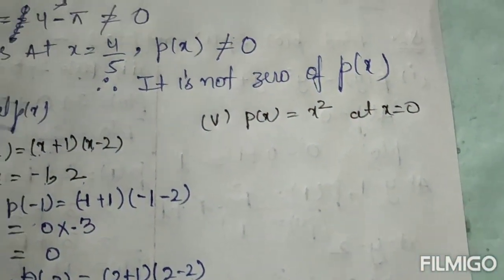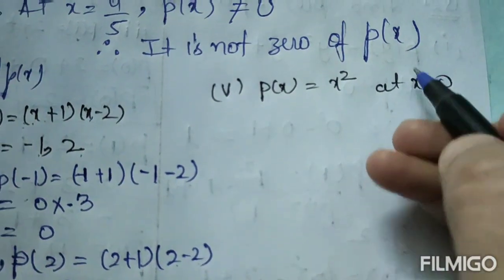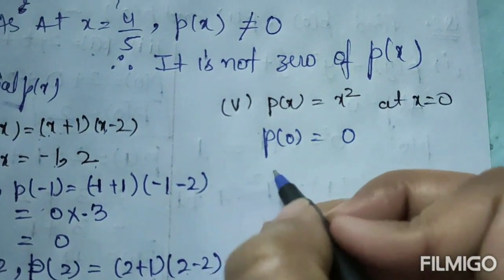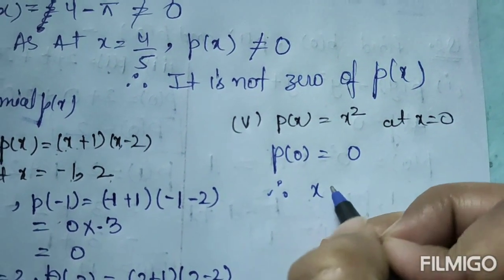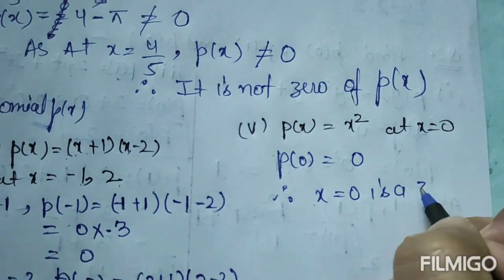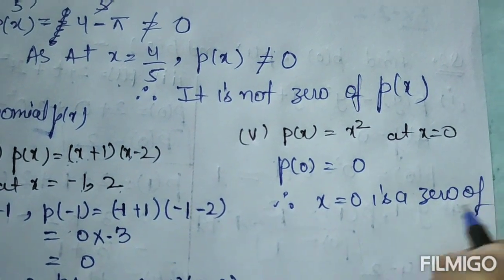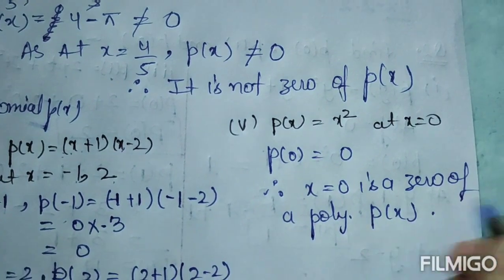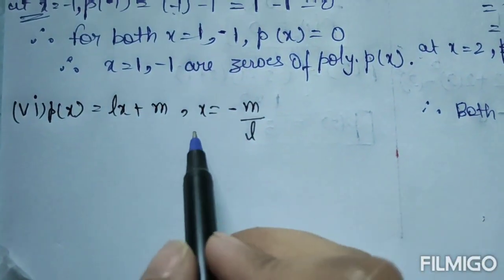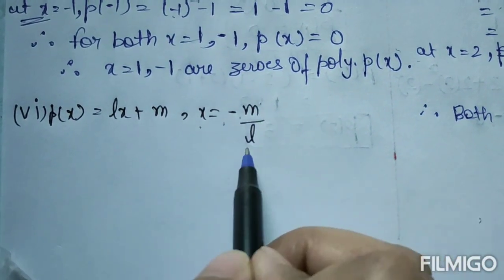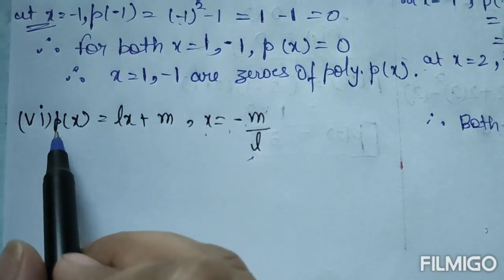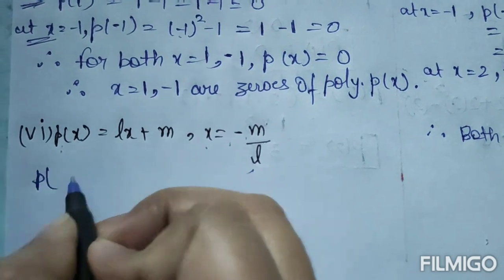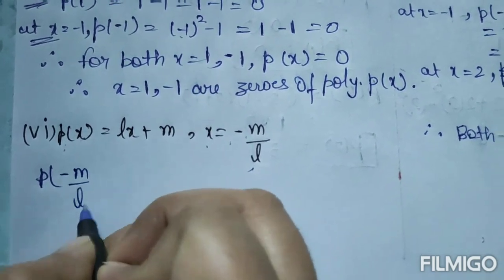Now the most easiest part. At x equal to 0 you have to check, so p of 0 is 0 obviously. So therefore x equal to 0 is a 0 of a polynomial px. Now for x equal to minus m by l you have to check, is it coming 0 or not.